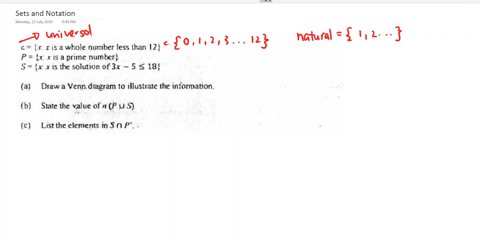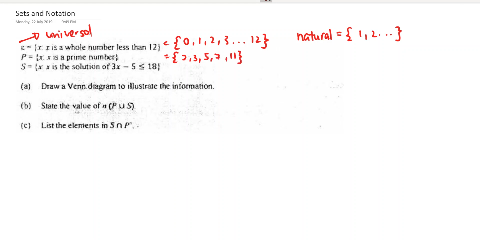Next, within this universal set you have set P, which is the prime numbers from 0 to 12. Again we list out the elements in set P, which are 2, 3, 5, 7 and 11.